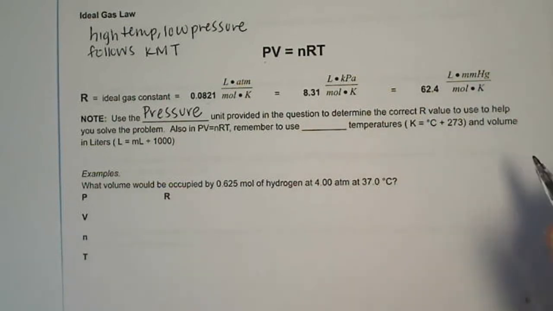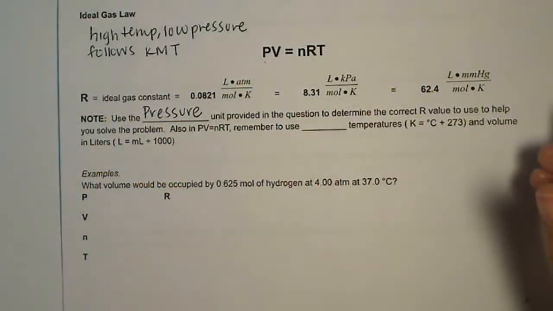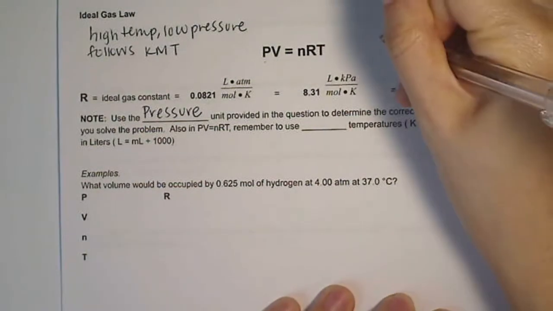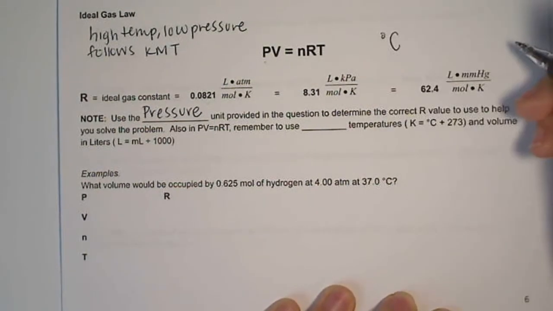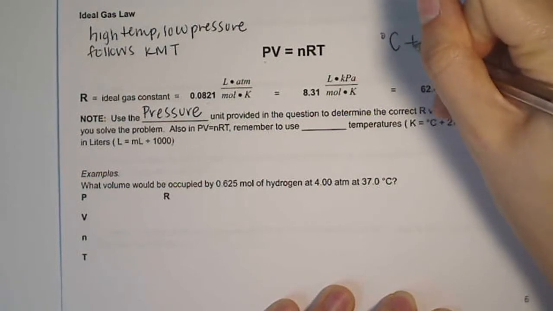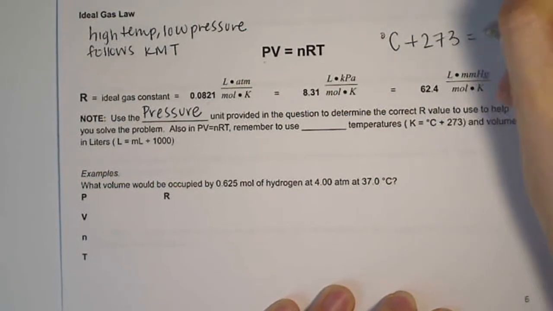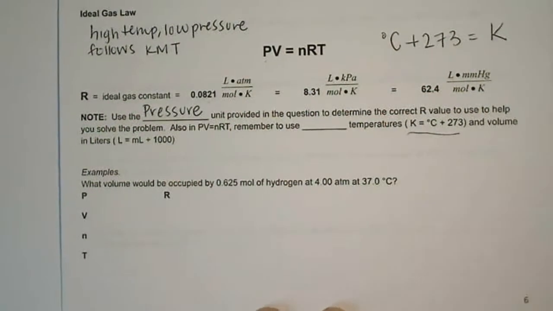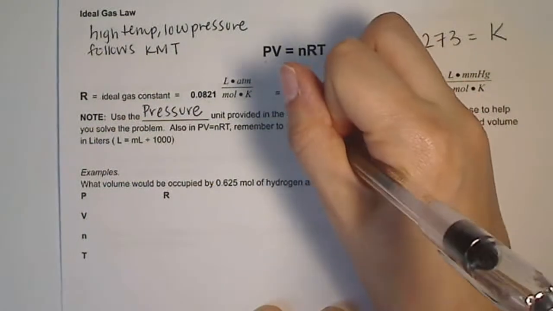Another important thing I need to mention is that temperature has to be in Kelvin. In case you forgot, if you have something in degrees Celsius and you want to get to Kelvin, all you have to do is add 273 to whatever number that is, and you'll get your temperature in Kelvin. So remember to use Kelvin.